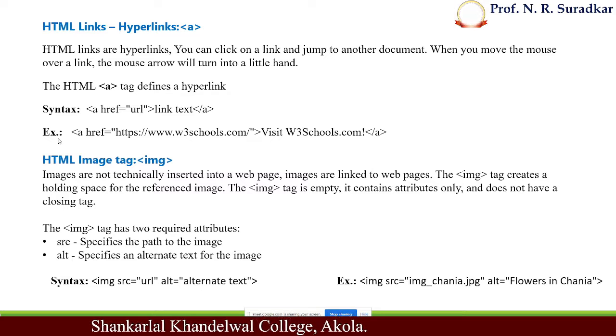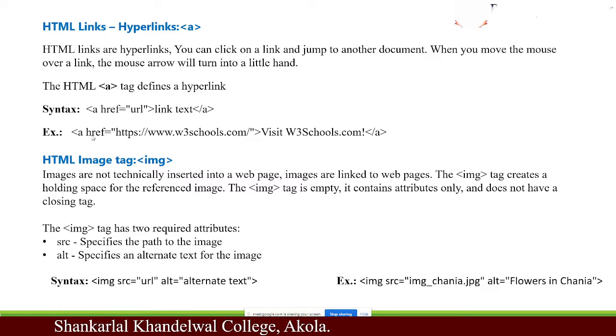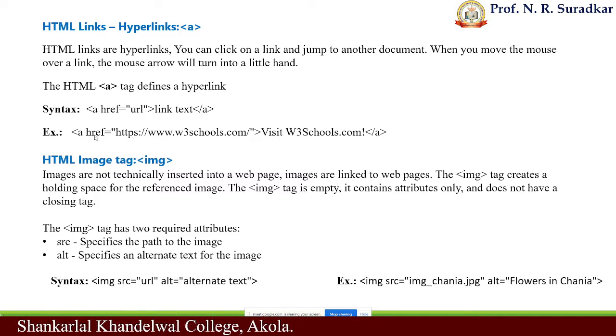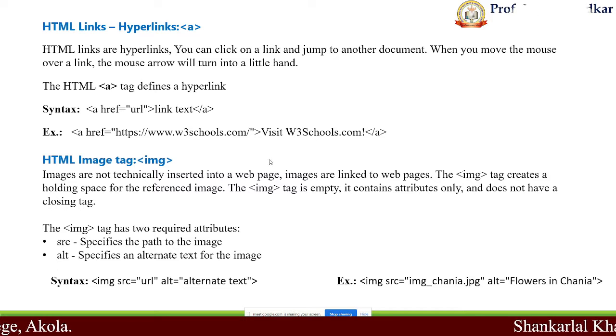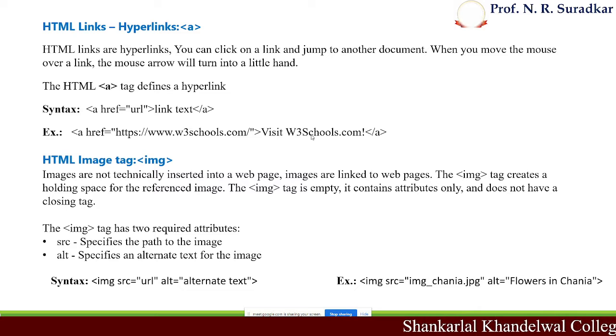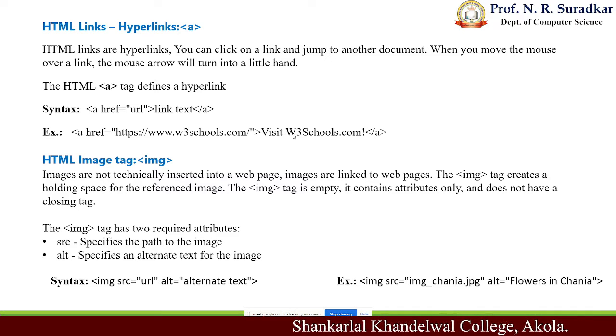This is the example: A, opening angle bracket A, href, that is your attribute, and the value is www.w3schools.com, and the double quotation is completed here. Then the text on which the effect is applied, or the link is given, is "Visit w3schools.com". This is the text on which links are applied.